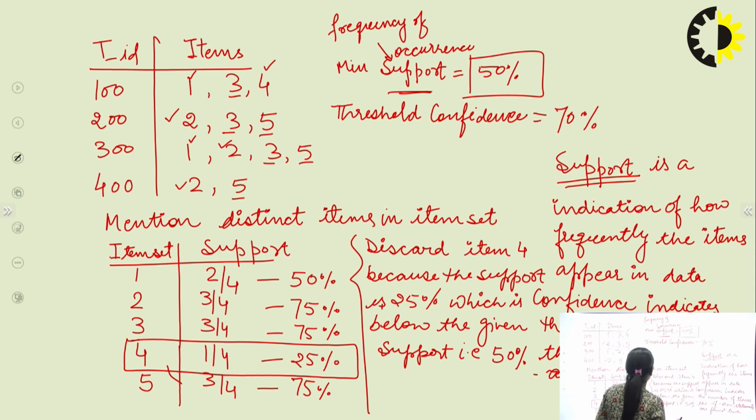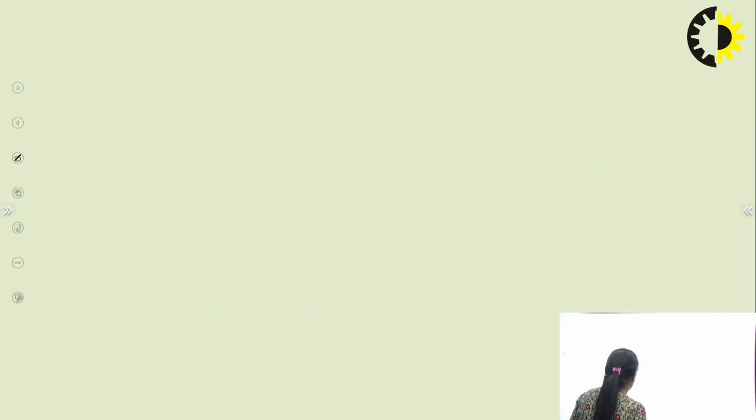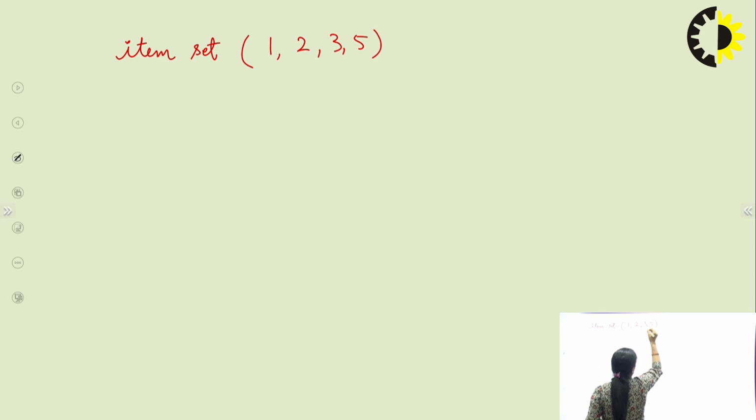Fine. So the item set now becomes: we have discarded item number 4. How many items were we having? Item number 1, 2, 3, 4 and 5. And we have discarded 4. So, 1, 2, 3 and 5. Right?